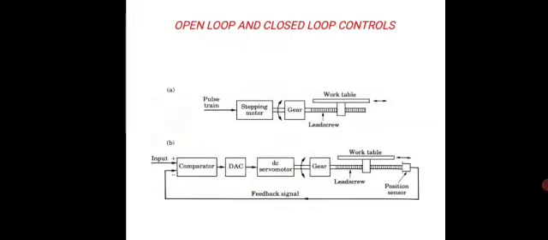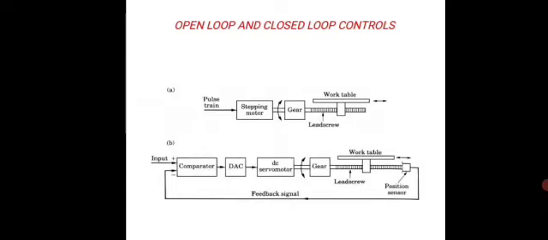Then open loop and closed loop controller. You can see this is the first image. This is the open loop controller. At first, it consists of a stepping motor, gear, and work table. The work job is fitted on the top of the work table.